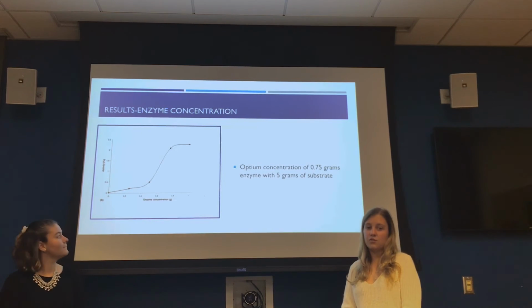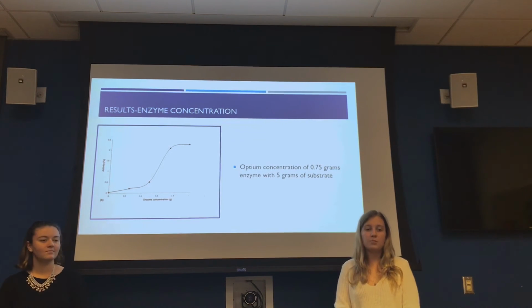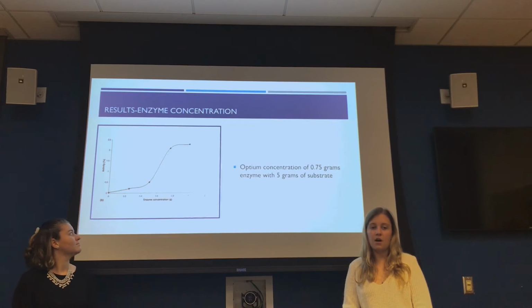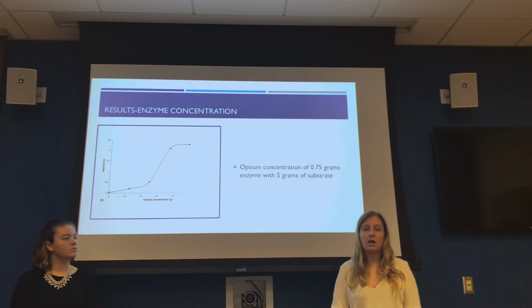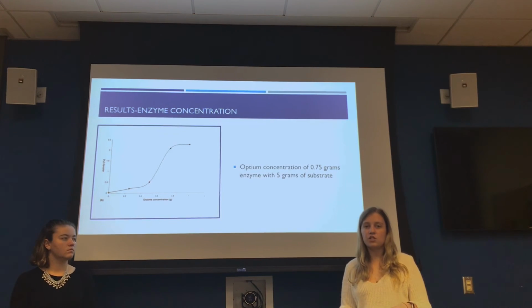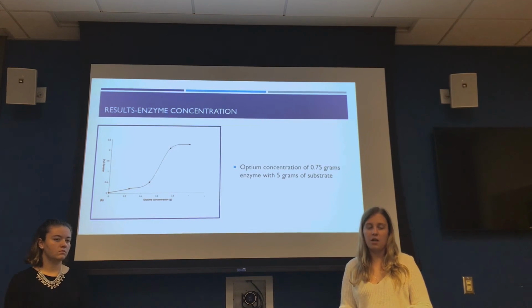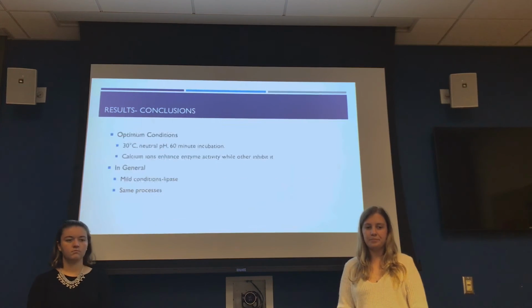And then now the results for the enzyme concentration. Up to 0.25 grams of enzyme concentration, with substrate concentration being kept constant at 5 grams, there is a steady increase of lipolysis. And then between 0.25 grams and 0.75 grams of enzyme, lipolysis greatly increased, and after 0.75 grams of enzyme, lipolysis started to drop off. So this shows that lipolysis was highest at 0.75 grams of enzyme.